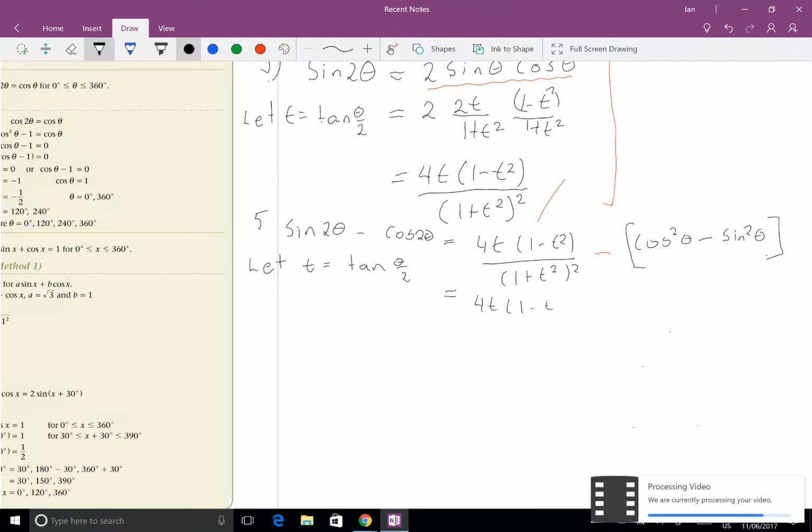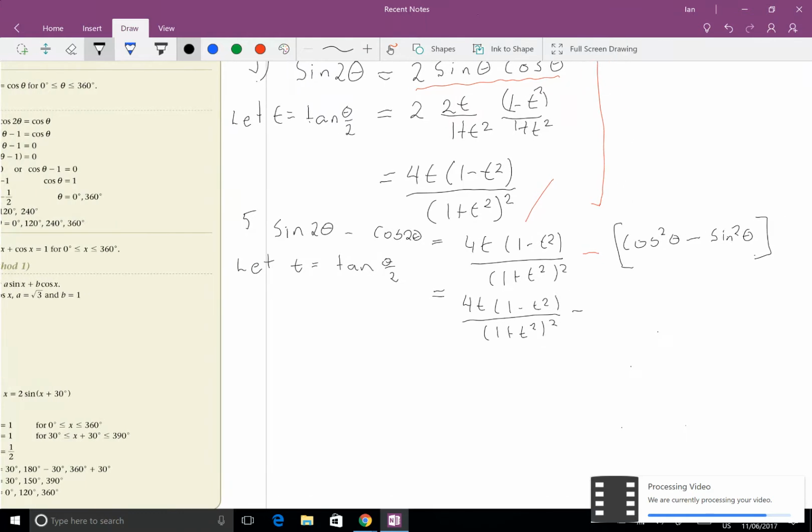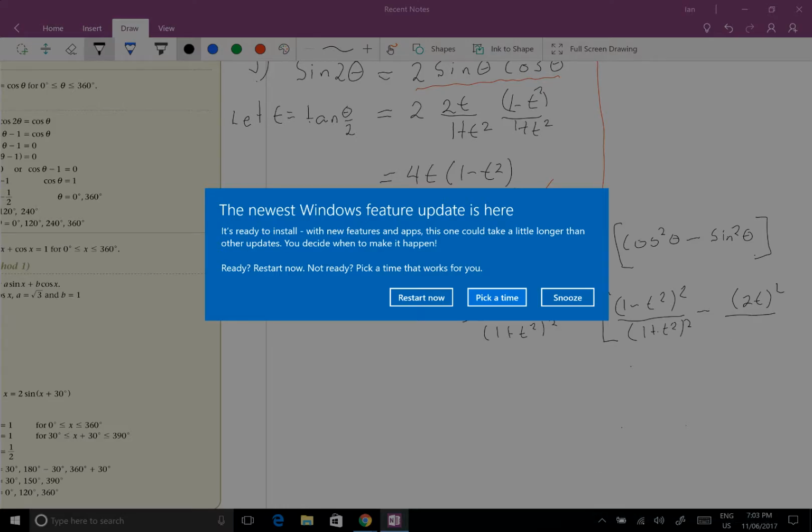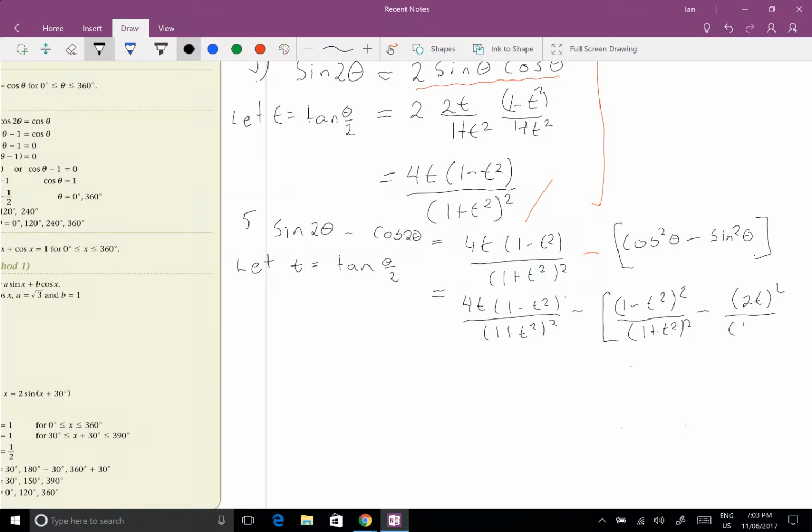4t 1 minus t squared all on 1 plus t squared all squared minus, okay, let's have a look. Cos, well, cos is 1 minus t squared, but we're squaring that because it's cos squared, and on the bottom I get 1 plus t squared all squared. So we're looking at a common denominator. Over here I get 2t all squared on, again, we get 1 plus t squared all squared.